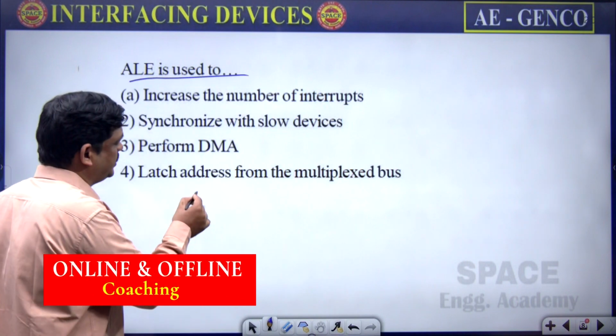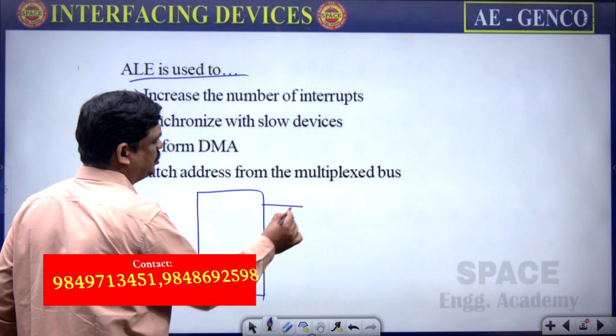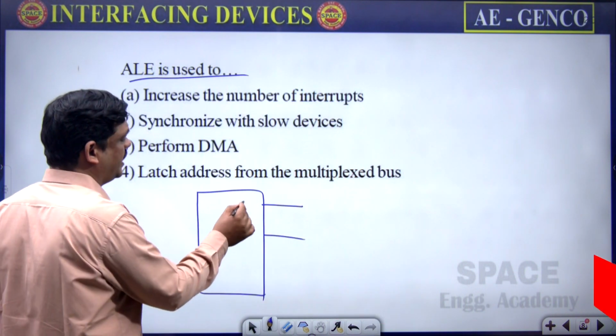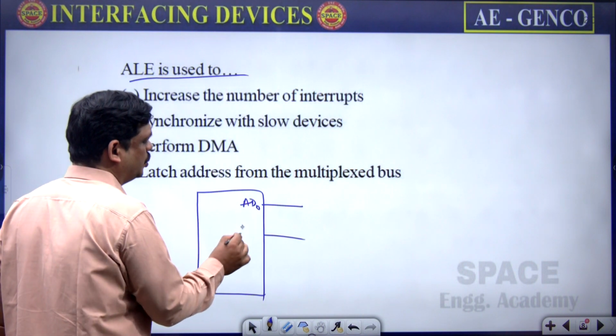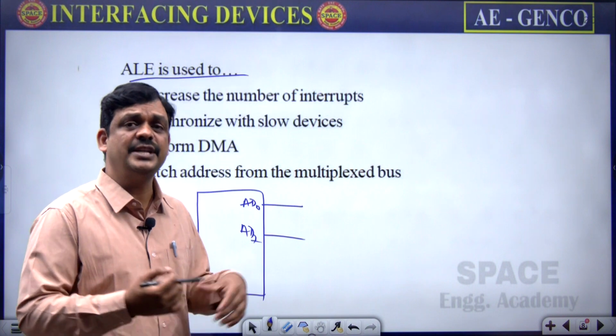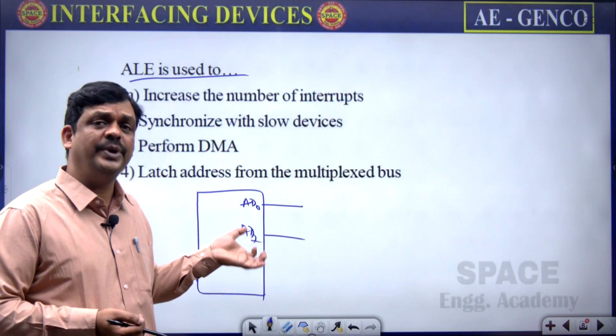Every microprocessor consists of address and data lines, internally multiplexed. Let us assume here 8 data lines and 8 address lines are multiplexed, so these lines act as AD0 to AD7. What is the necessity to multiplex these lines, data bus and address bus? To reduce the number of lines, to reduce the number of pins.